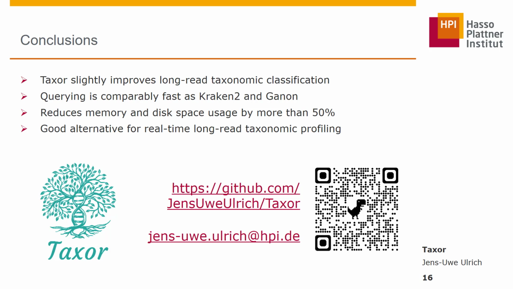We can conclude that Taxor slightly improves the long-read taxonomic classification, and it is comparably fast as Kraken 2 and Ganon when querying long reads. It reduces the memory and the disk usage by more than 50%, and it could be a good alternative for real-time long-read taxonomic profiling. Taxor is publicly available on GitHub. And if you have questions, you can always write me an email.